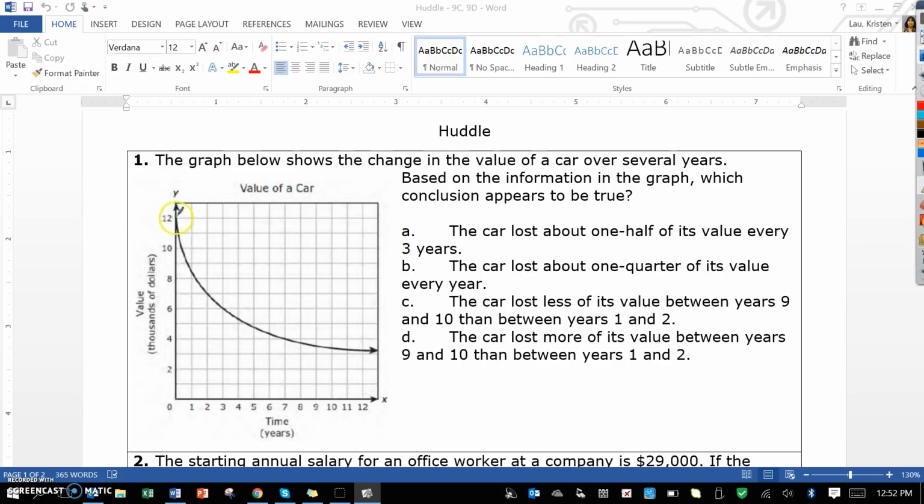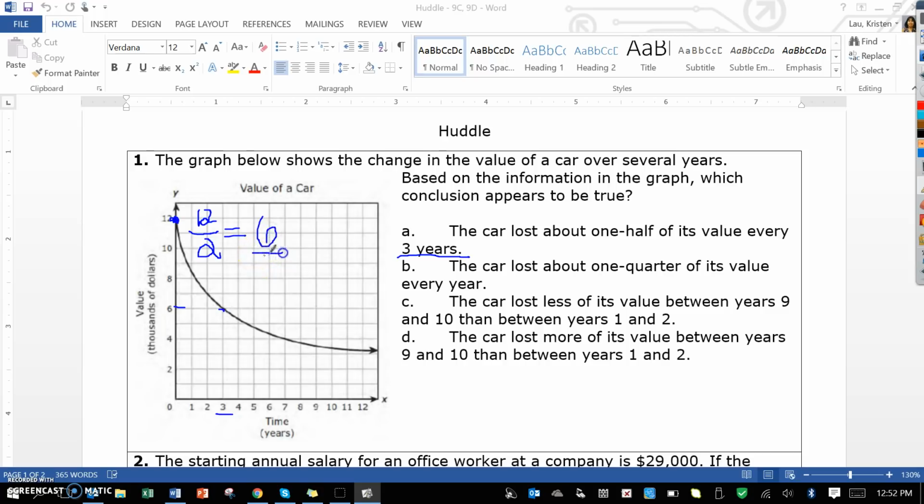Okay, so first I have to figure out how much it started at, and that means I'm going to find the y-intercept, and it started at 12. If it lost about half, that means I'm going to divide 12 by 2 because that's half, and that means it is going to be 6. So in 3 years' time, so right here, my value of the car should be 6, which is true. But then I have to keep going to check the other values.